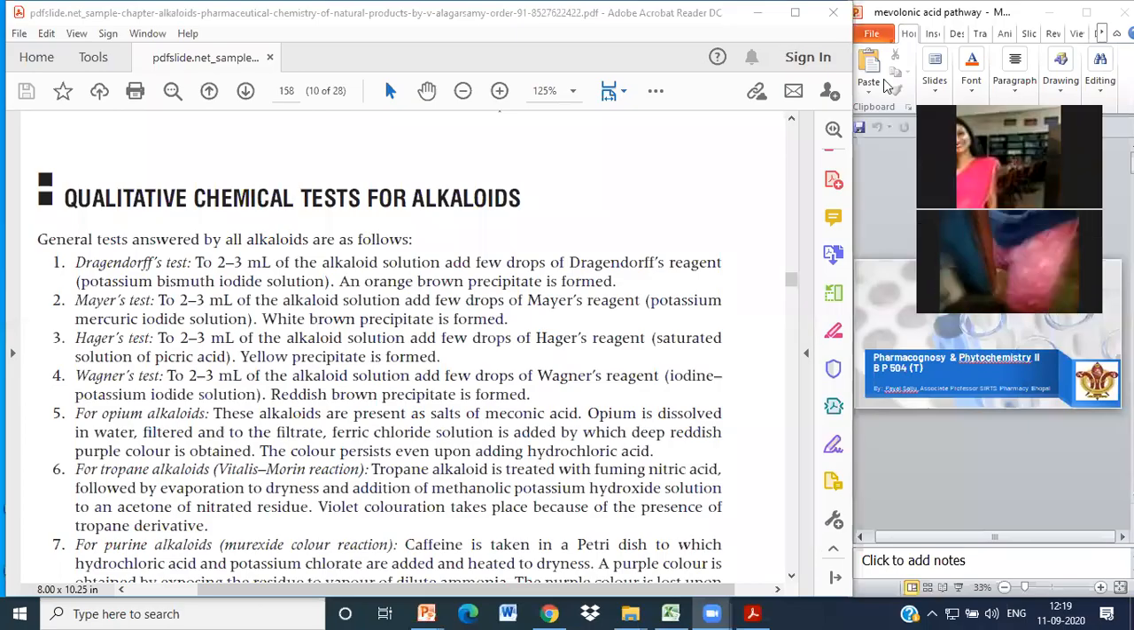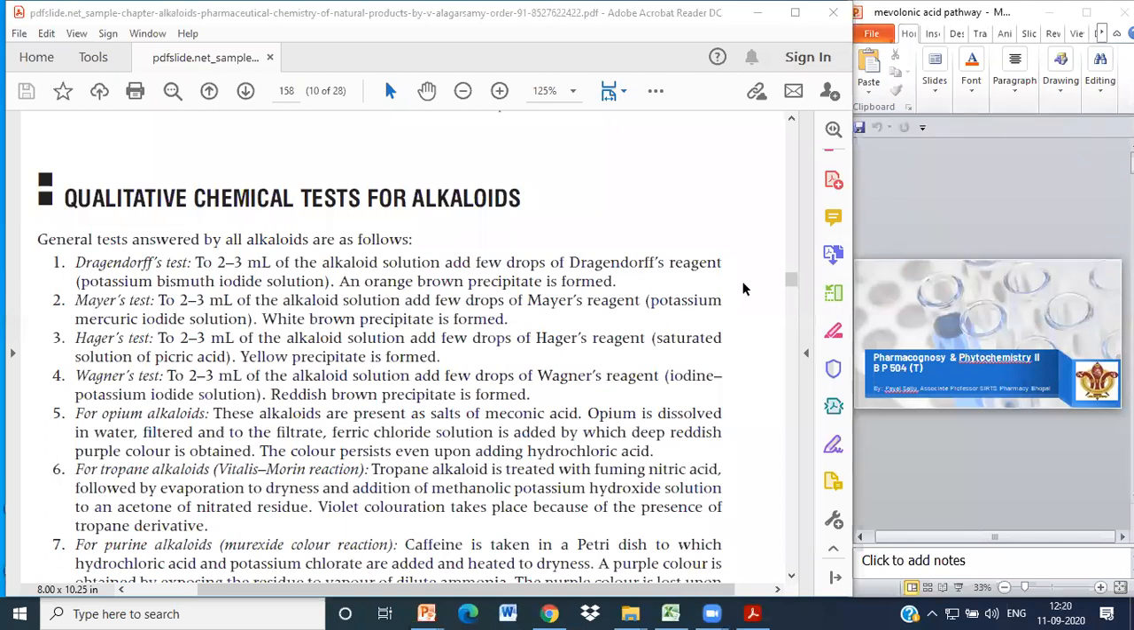So good afternoon, students. Today for the lecture, we are going to study about alkaloids. We have already discussed alkaloids and their classification, and in fact, we have discussed the chemical tests as well. And we have studied one of the drugs, Vinca, belonging to the category of alkaloids.